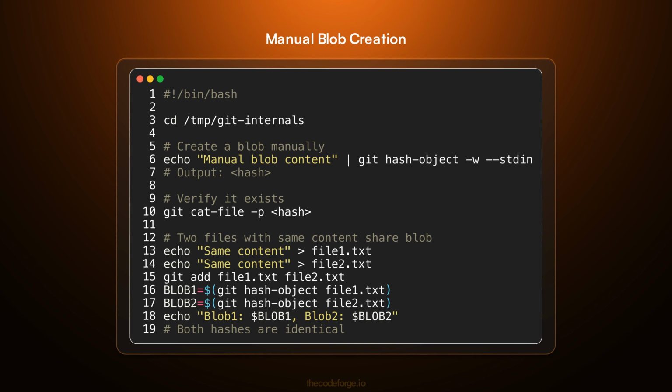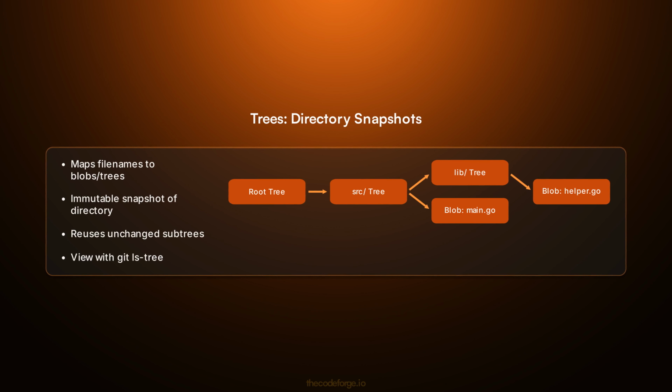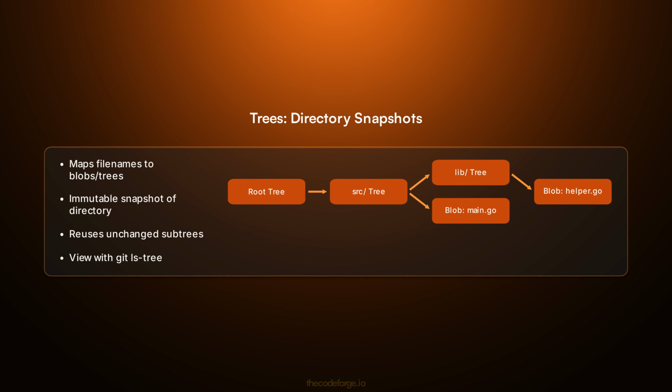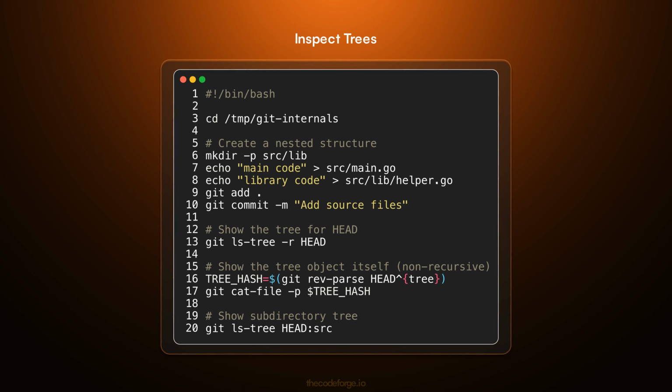That's deduplication in action. A tree object represents a directory. It contains entries with mode, name, and a reference to a blob or subtree. Trees are also immutable. When you change a file, Git creates a new tree for that directory and recursively for parents, reusing unchanged subtrees. Let's create a nested directory structure and inspect the trees.